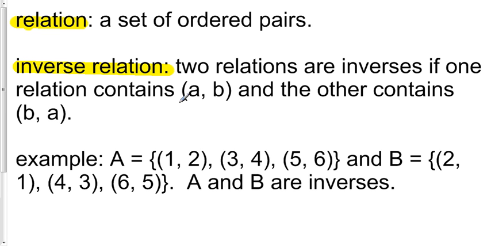Here's a good example for you. In set A, we've got 1, 2, 3, 4, 5, 6. In set B, we've got 2, 1, 4, 3, 6, 5, where the x and the y values are swapped around. Thus, A and B are inverses.